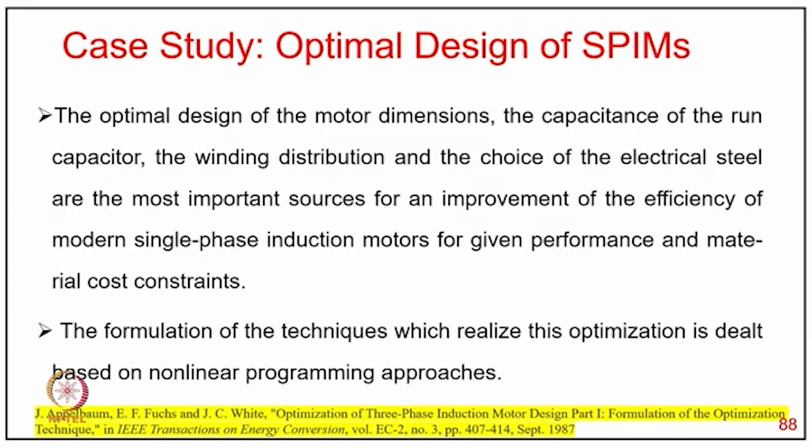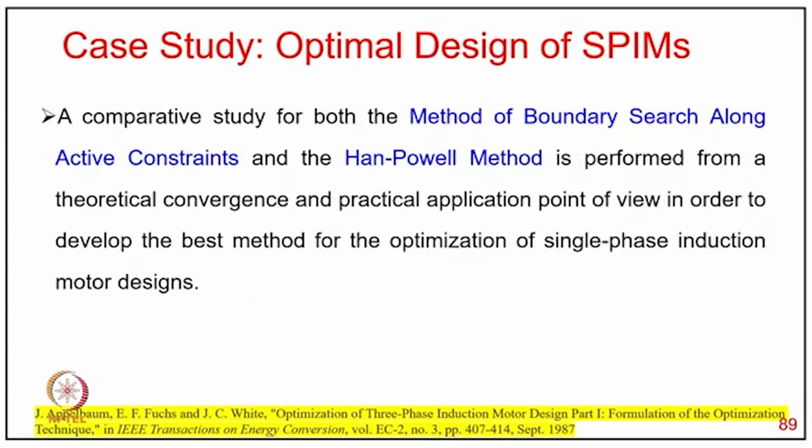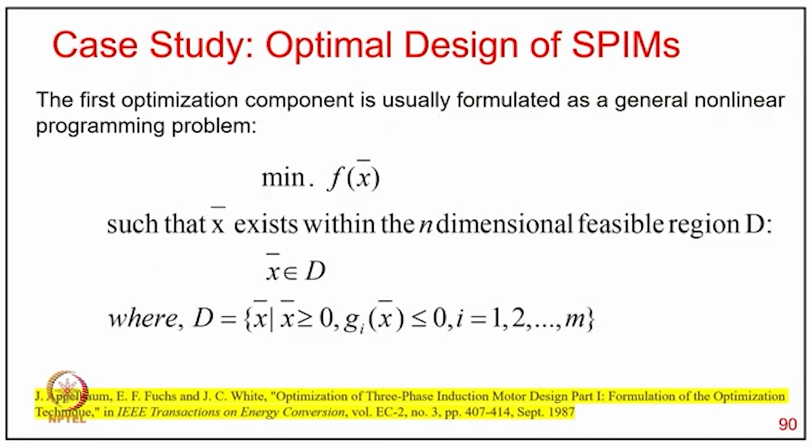So as a case study, coming to the optimal design of a single phase induction motor: the optimal design of motor dimensions, the capacitance of the run capacitor, the winding distribution, and the choice of electrical steel are the most important sources for improvement of the efficiency of modern single phase induction motors for given performance and material cost constraints. The formulation of the technique which realizes the optimization is dealt with based on nonlinear programming approaches. So a comparative study for both the method of bound search along active constraint and the Hooke-Jeeves Powell method is performed from the theoretical convergence and practical application point of view, in order to develop the best method for optimization of single phase induction motor design.